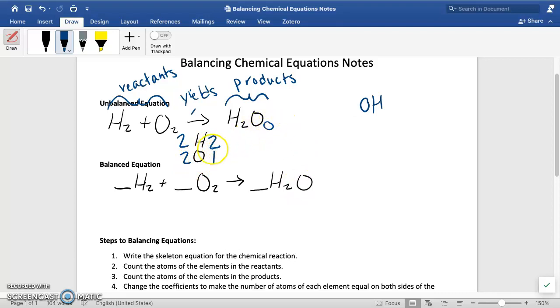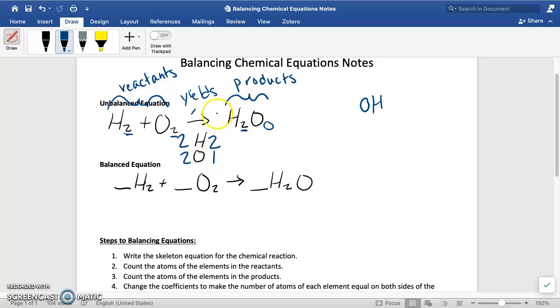I cannot change these numbers, these subscripts. If I did, I'd be changing what I'm working with. So the only way that I can change the formula is to put numbers on the front. You're going to want to do this in pencil, and the reason that I say that is you may find that you add a number and it's not the right number.